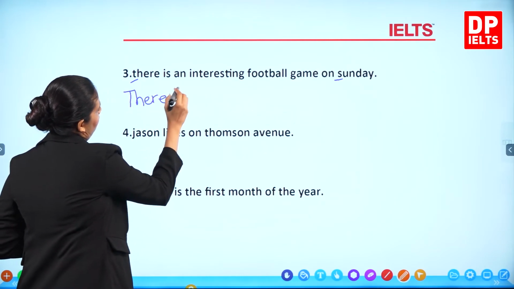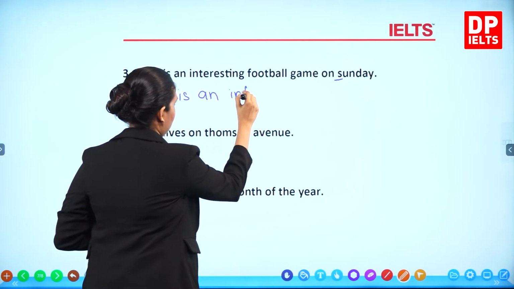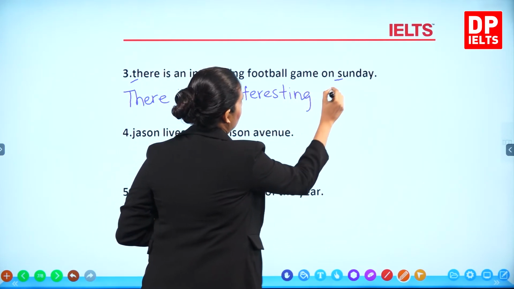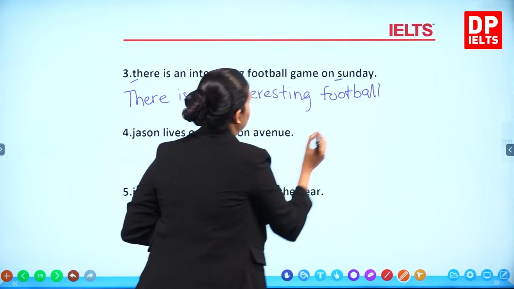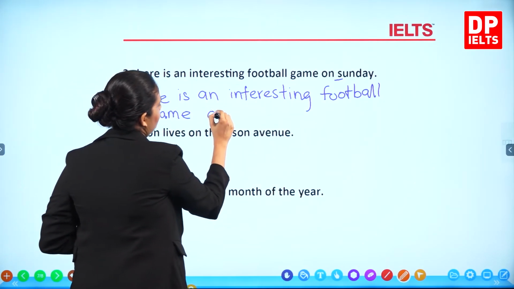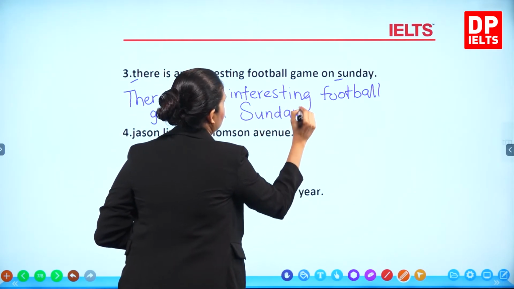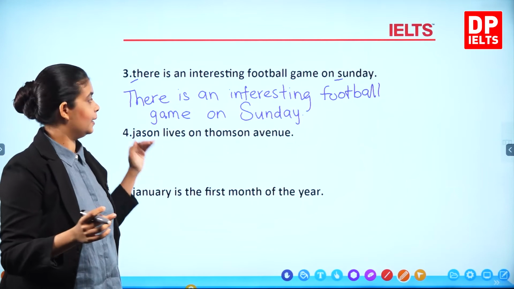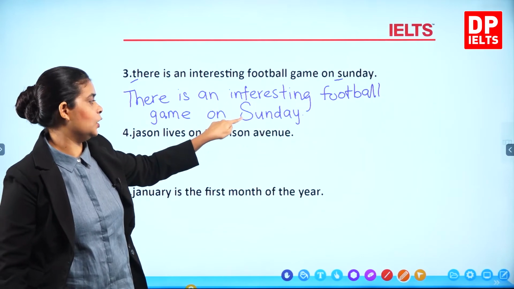There is an interesting football game on Sunday. So S is capital, T is capital, because it is the start of a sentence and a name which is a day of a week, right?